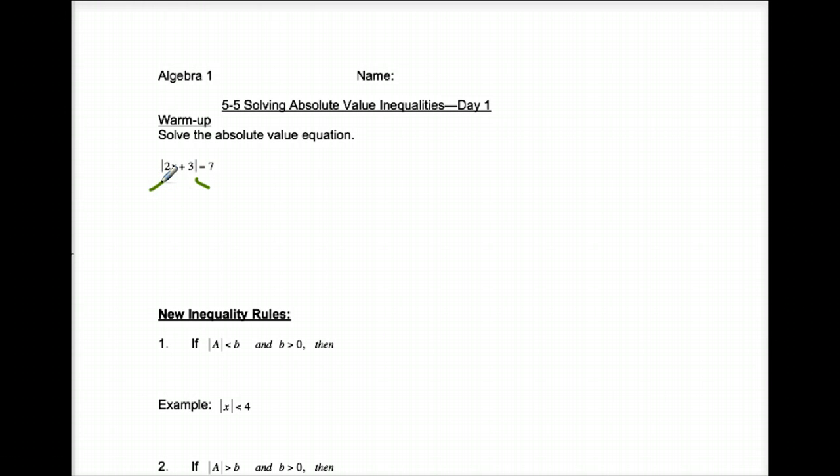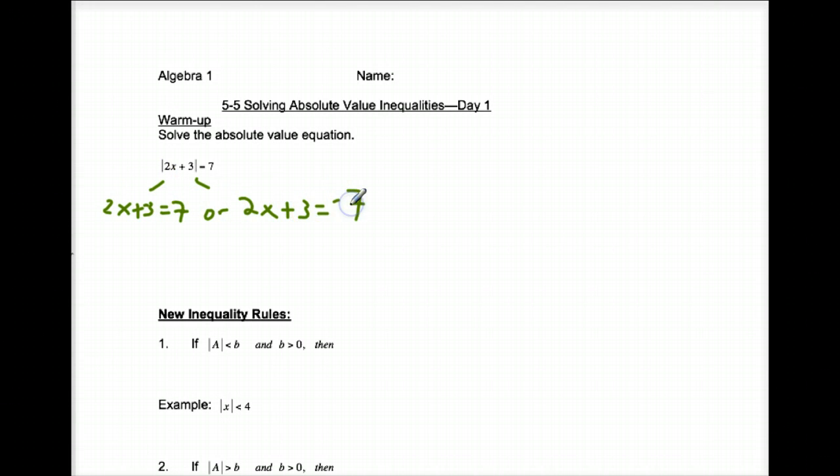Alright, so you grab two little dashes, so you break it up. The first equation is 2x plus 3 equals 7. And then you go minus 3, minus 3. Let's write the other one first, then we'll solve it. The other one is 2x plus 3 equals negative 7.